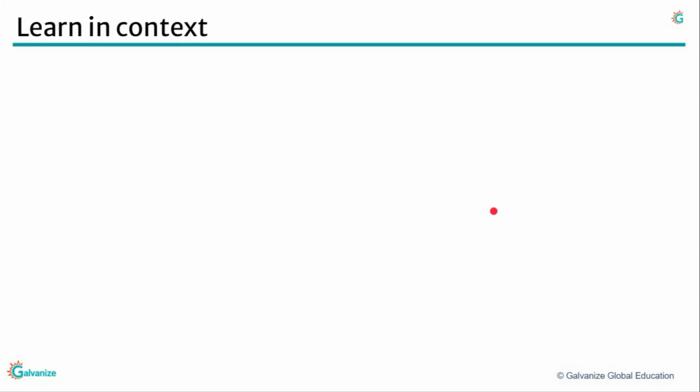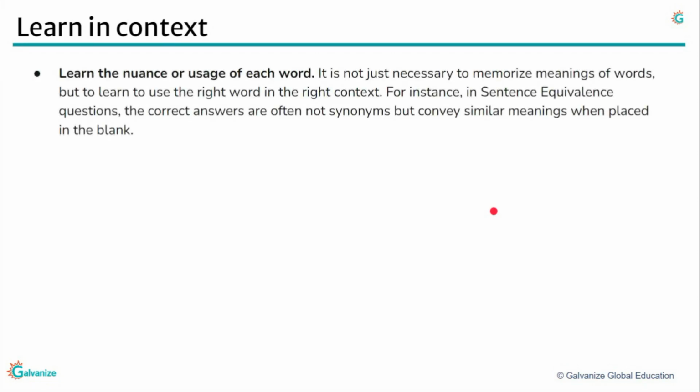This is the best technique to learn words, because then you are not learning a word in isolation, but you are learning it along with its usage. But this is time consuming. It might not be feasible to learn all words this way, yet this is a useful technique that we can adopt. Why is learning in context important for the GRE?